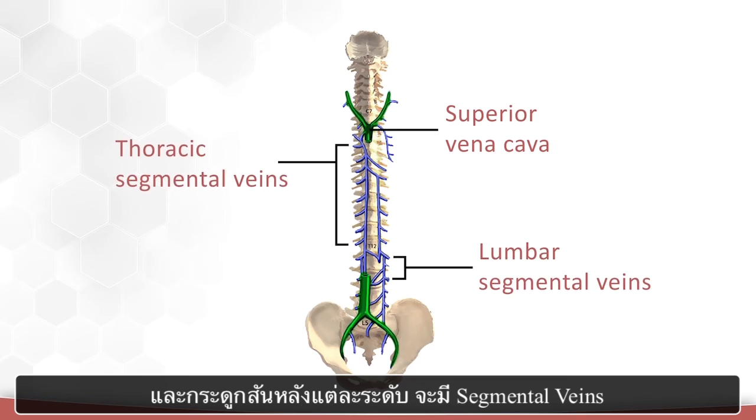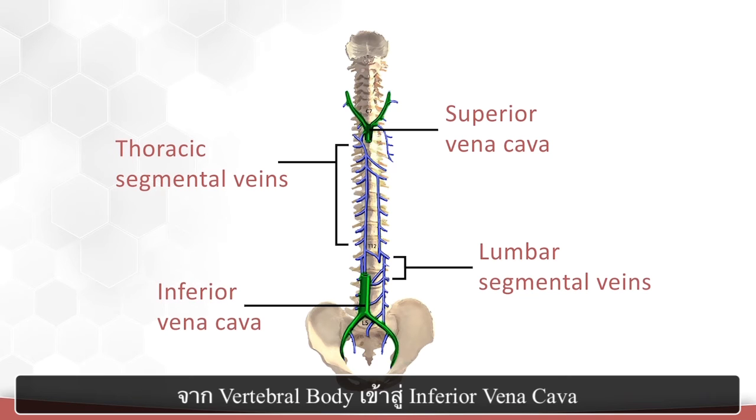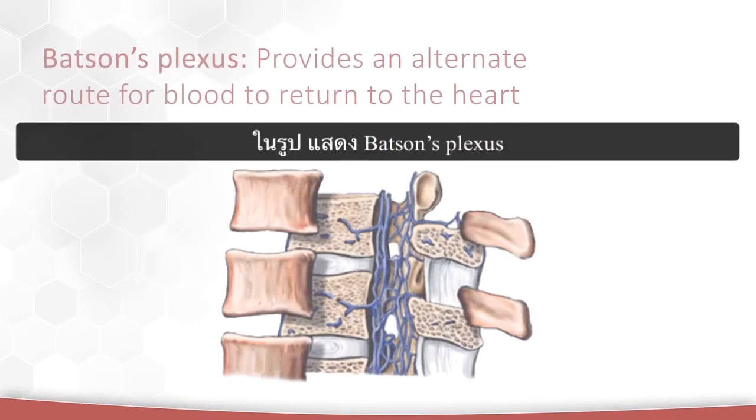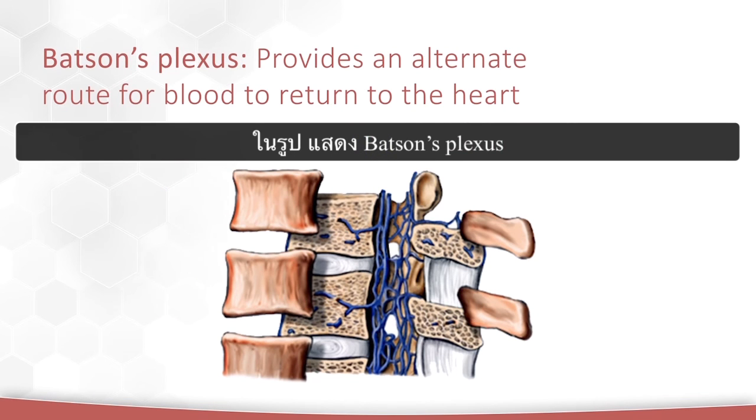The left and right segmental veins drain blood from the vertebral structures into the inferior vena cava. Like the aorta, the vena cava bifurcates at about the L4 level into the left and right common iliac veins. And that brings us to Batson's plexus.